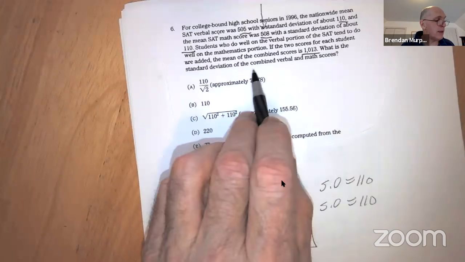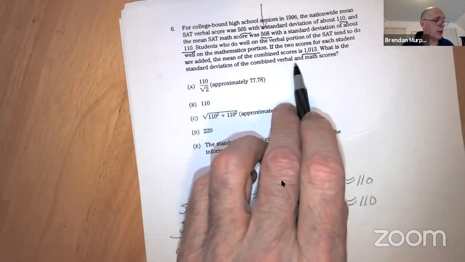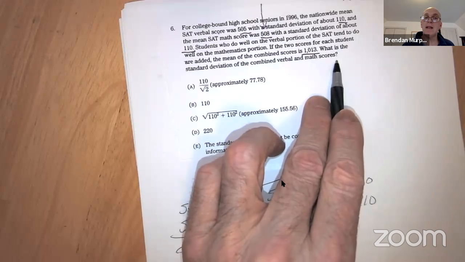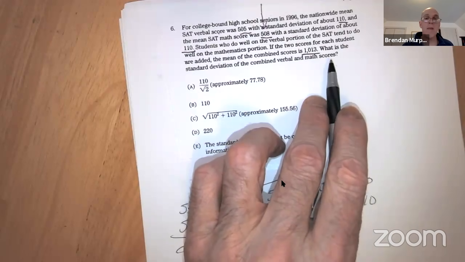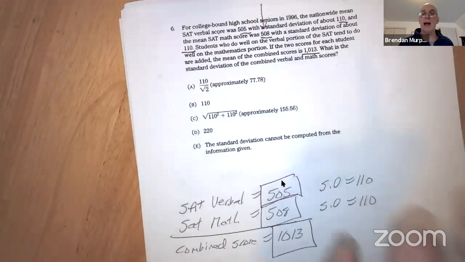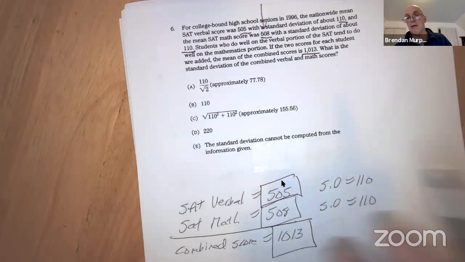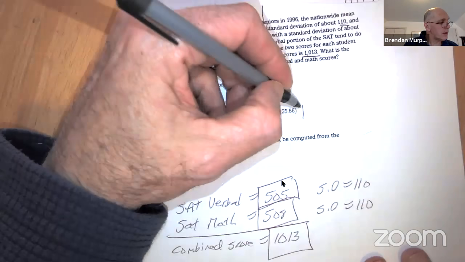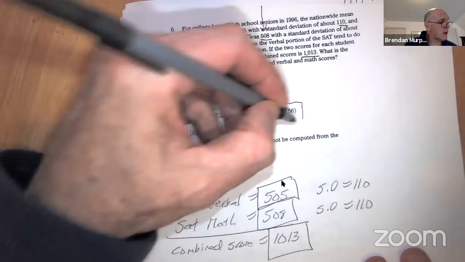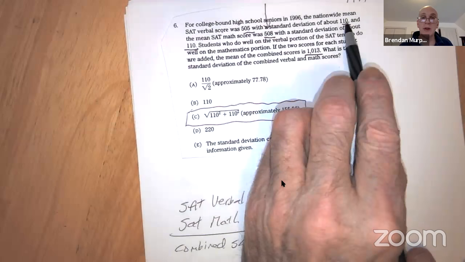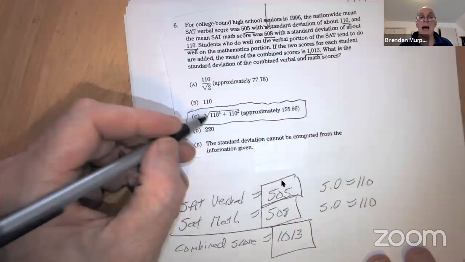What is the standard deviation of the combined verbal and math scores? Well, I can't add standard deviations, but I can add variances, and if I square a standard deviation, I get a variance. If I take the square root of a variance, I get a standard deviation. And so almost to a student, they want to circle C, and they'll say, well, Mr. Murphy, we had a standard deviation, so I squared that. Well, now it's a variance.